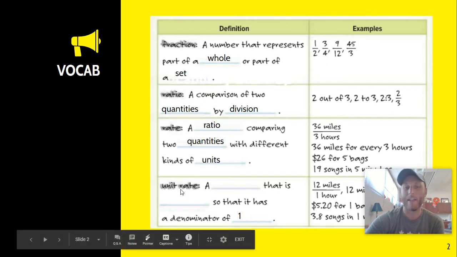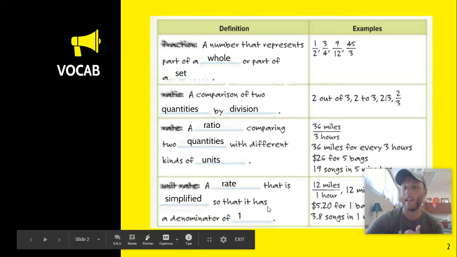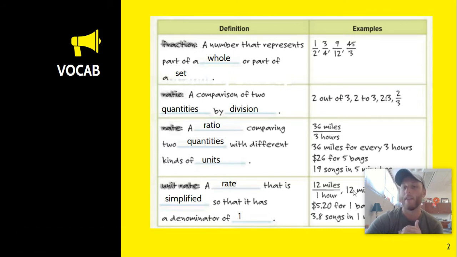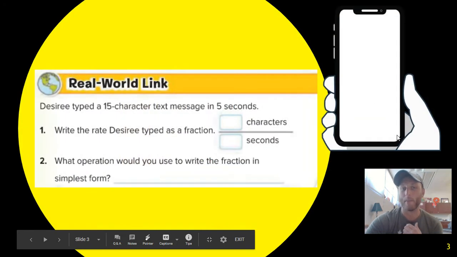And then down here we have a unit rate. A unit rate is when you take that rate that you already made, like up here, 36 miles over 3 hours, and you simplify it so that it has a denominator of 1. So if we take that 36 miles over 3 hours and divide by 3, that breaks down to 12 miles per hour. All we're doing is trying to get a 1 at the bottom if we're talking about a unit rate. So let's get into it and practice a little bit.